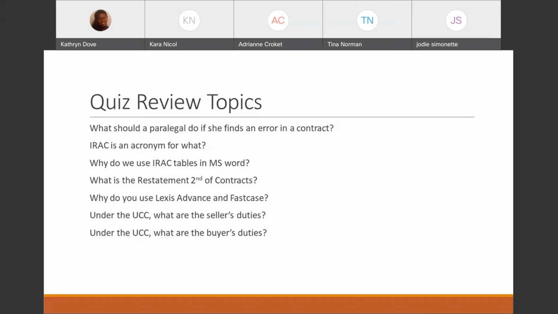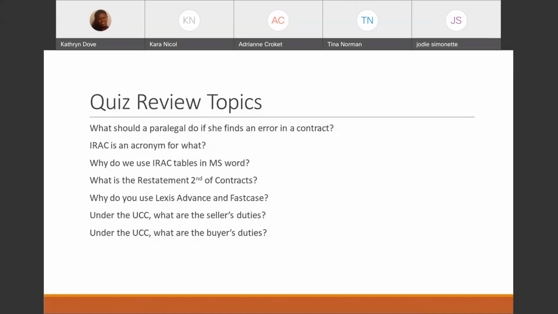Tina, why would you use Lexis Advance or Fastcase? It's more up to date, and it has any overturned judgments or rules, I guess you'd say. I'm probably not saying it right, but I would choose to use that over Google. Good, good. It's a premium service.